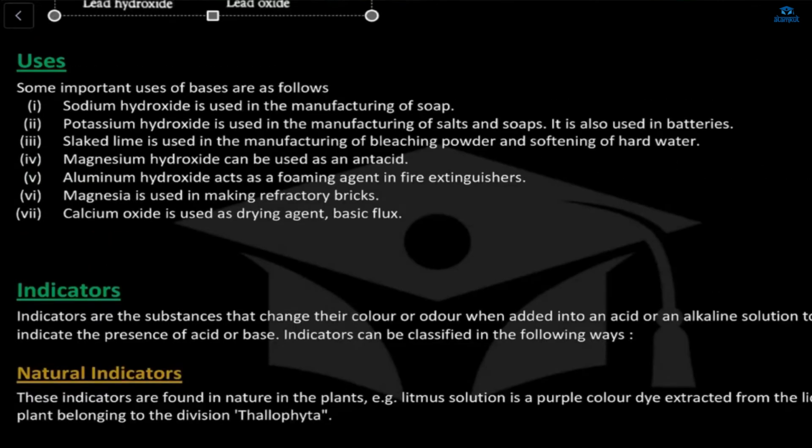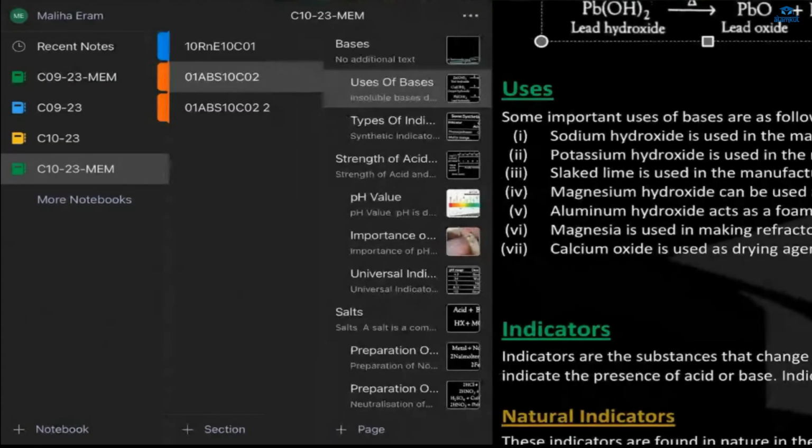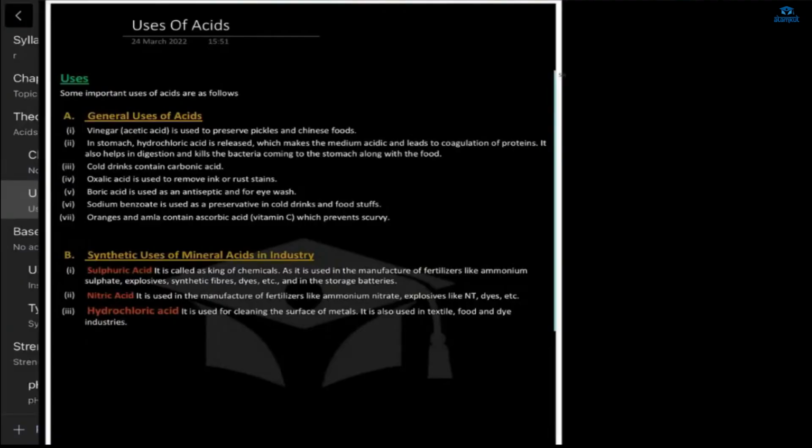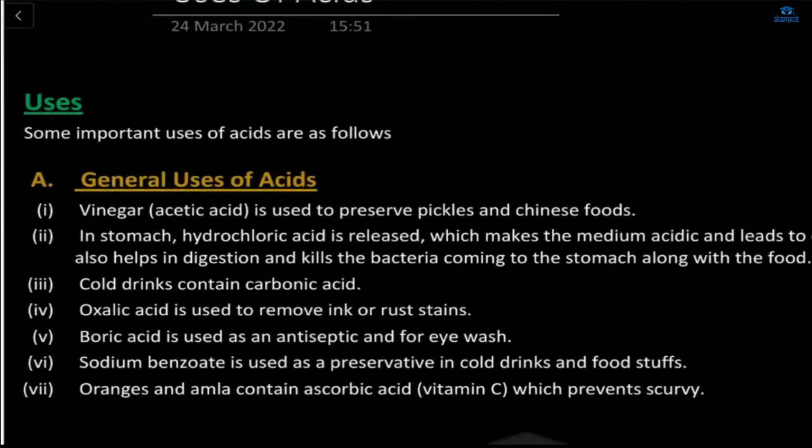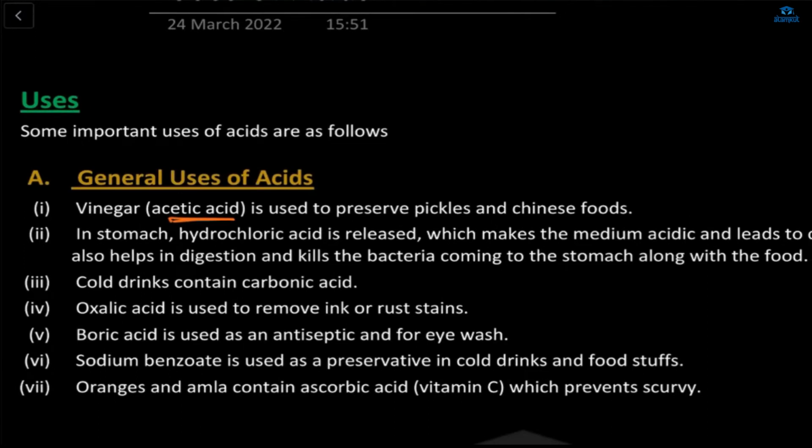Yes, good. See, first let us learn what are the uses of acids. Then it will be easy for you. See, vinegar. Vinegar is an acetic acid. It is used to preserve pickles and Chinese foods. We add vinegar in the pickles to preserve it.